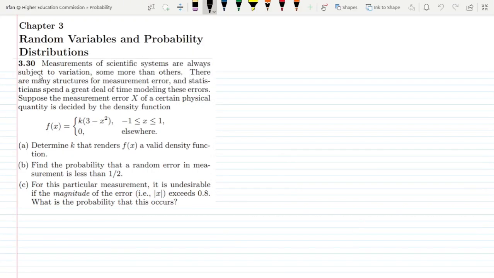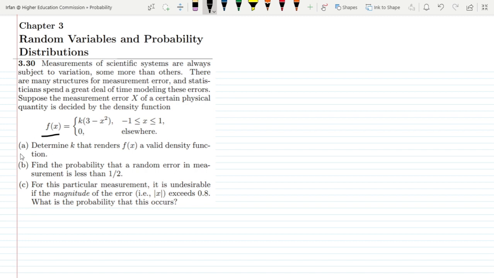So this is question 3.30 and today we are going to discuss it in the context of random variables and probability distributions. The statement is: measurements of scientific systems are always subject to variation, some more than others. There are many structures for measurement error and statisticians spend a great deal of time modeling these errors. Suppose the measurement error x of a certain physical quantity is decided by the density function, which is given here as f of x, which lies between -1 and 1, and 0 otherwise.